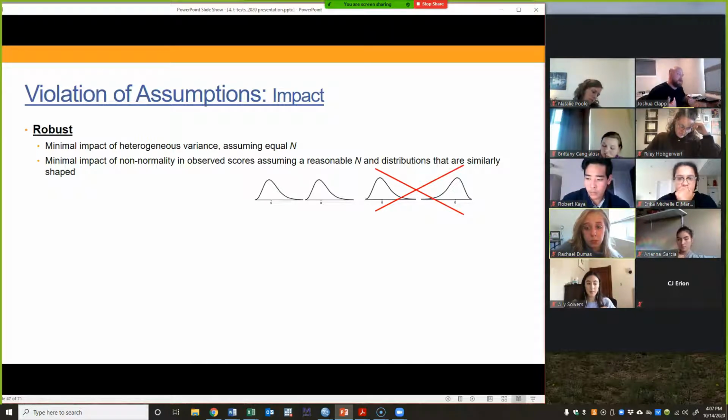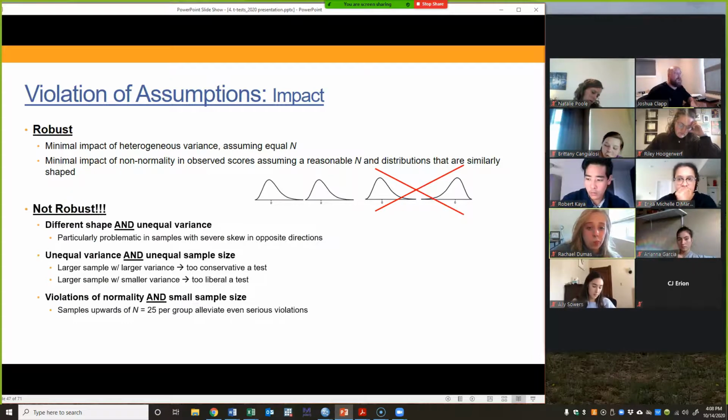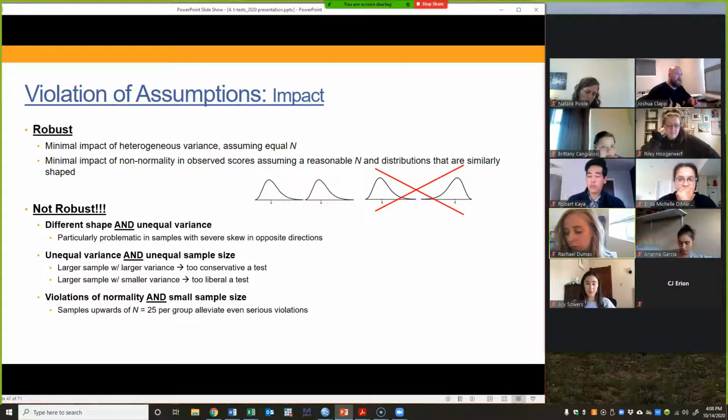That's when we start to become worried about whether or not our test is going to be robust to this type of thing. Where we don't get robustness in these tests is when we start doubling down on violations of assumptions. If my observed data are of different shape and unequal variances, then I start to become concerned about whether or not the inferences that I'm drawing from my tests are reasonable.